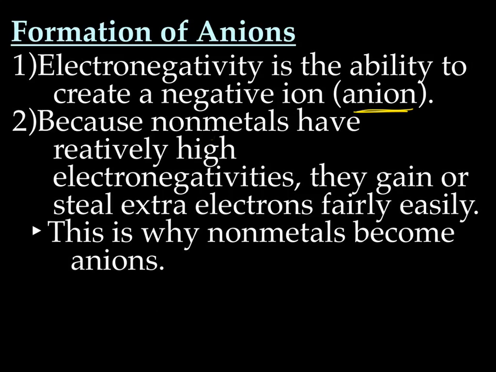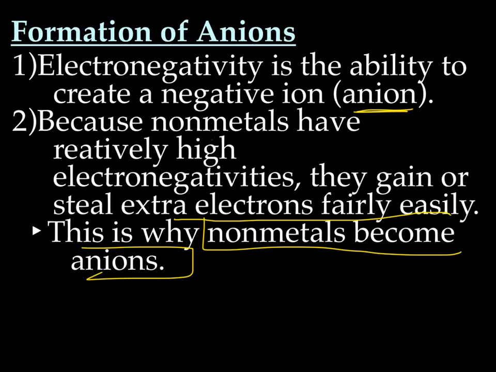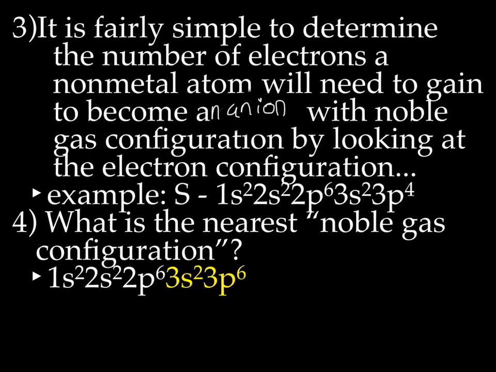So, important point here, nonmetals become anions. Okay, just like if you remember back to way long time ago at the beginning of the lecture, cations come from metals, anions, or the negative ones, come from nonmetals. Okay? So it's pretty easy to determine the number of electrons a nonmetal atom will need to gain to become an anion. Remember, the whole point of anything an atom does is to become like a noble gas if possible. So we look at electron configurations again.